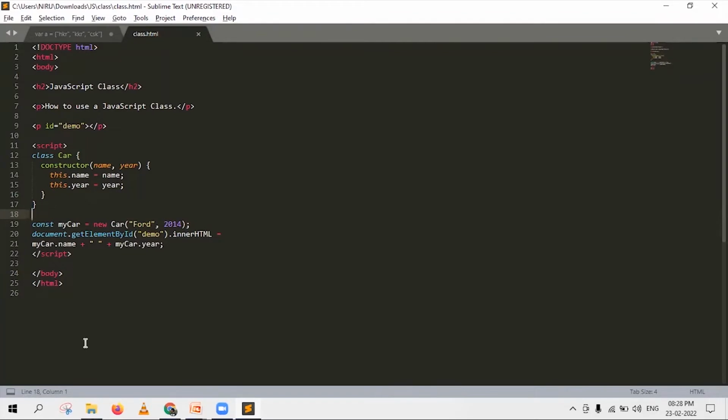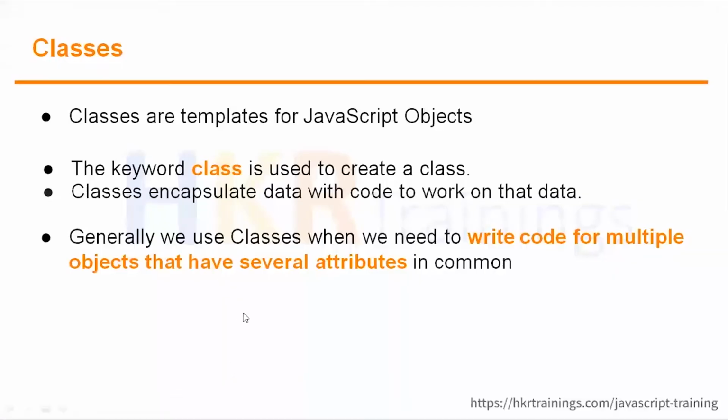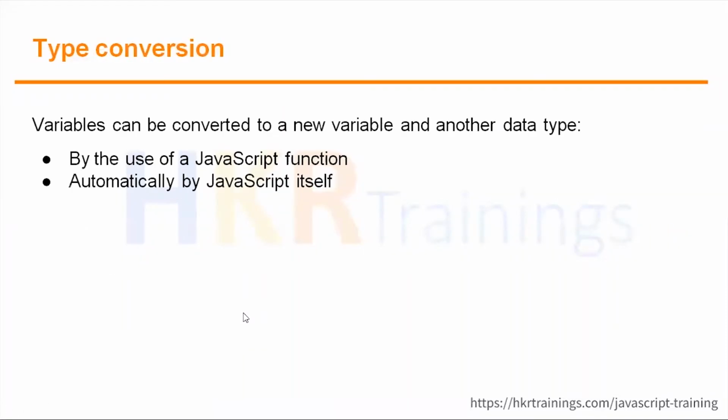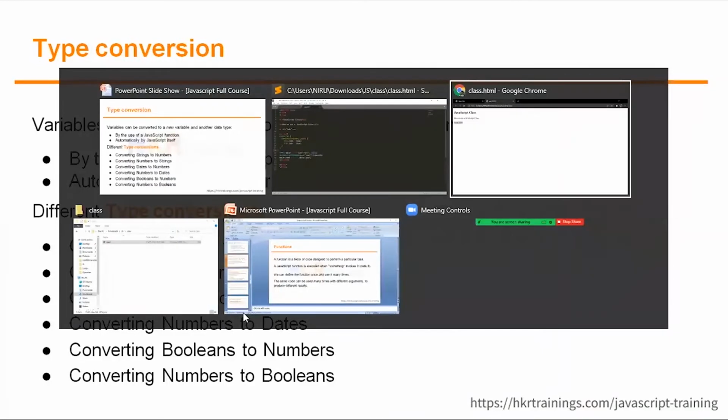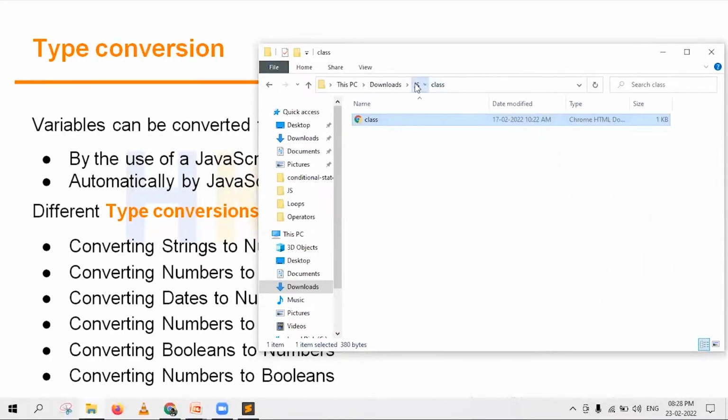Now let's move to the other part, type conversion. Type conversion will mostly be used if I have a string and want to convert it into a number, or if I have a number and want to convert it to a string. In that scenario, type conversion comes into the picture. I will show you a demo so you can explore more about it.